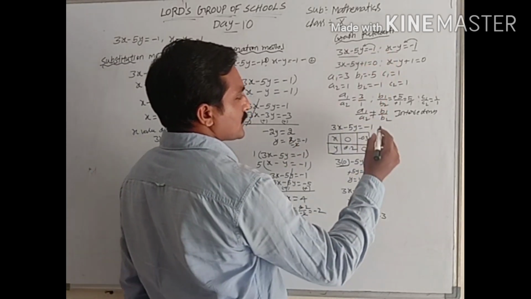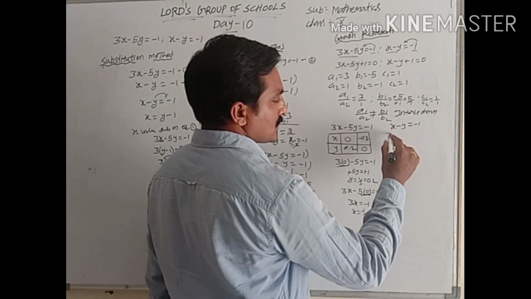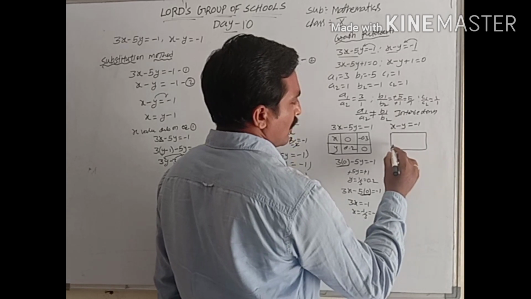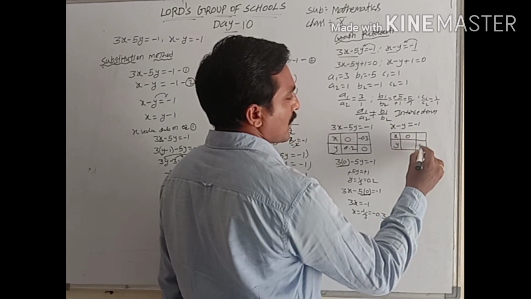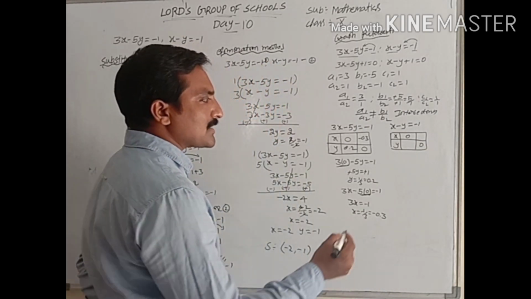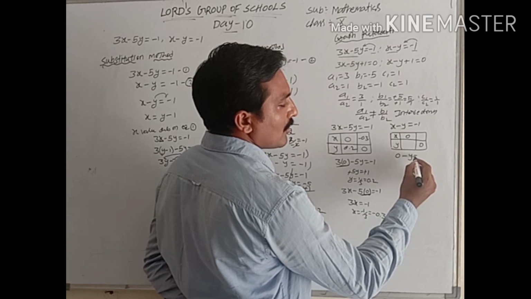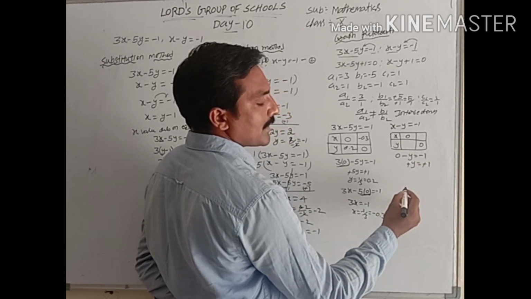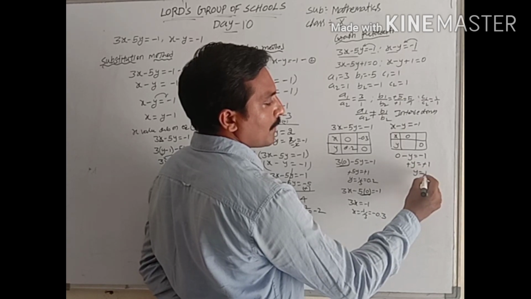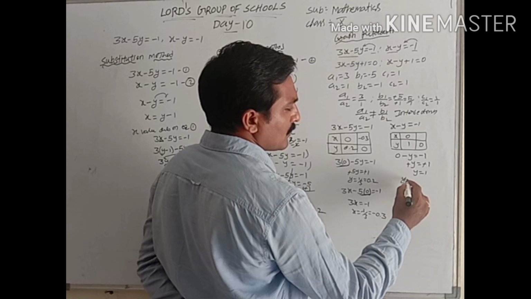Coming to the second equation, x minus y is equal to minus 1. The same table you have to prepare, with x values and y values. One time x is 0, one time y is 0. Now in place of x, substitute 0. 0 minus y is equal to minus 1. Minus y is equal to minus 1. Both will be cancelled. Y value is 1. Keep it here.